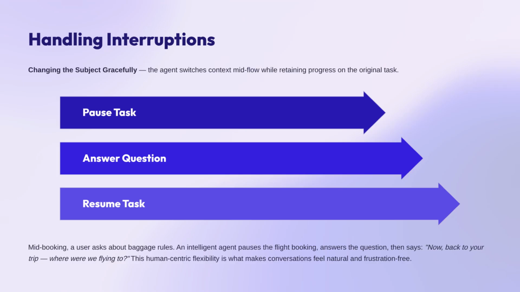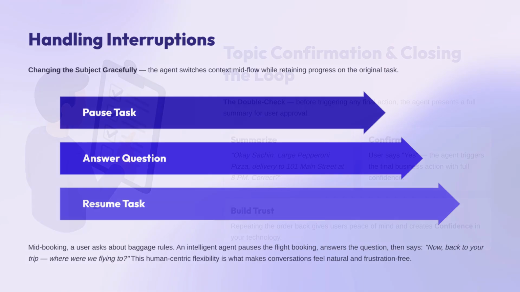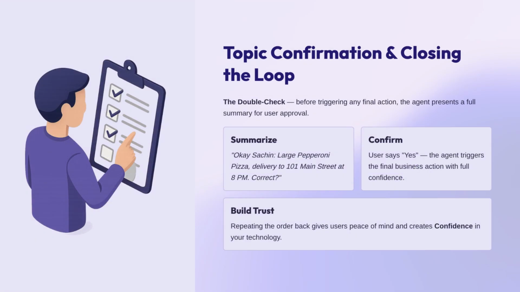So now that we have mastered how to let the user lead the dance, you might be wondering how we wrap everything up once all the slots are finally full and the conversation is done. Well, that brings us right into our next step, which is topic confirmation and closing the loop. Finally, we reach topic confirmation and summary.